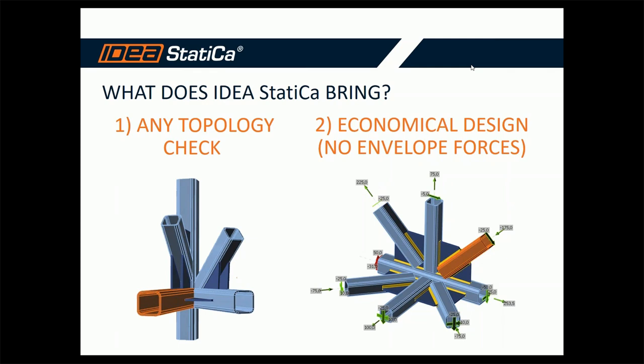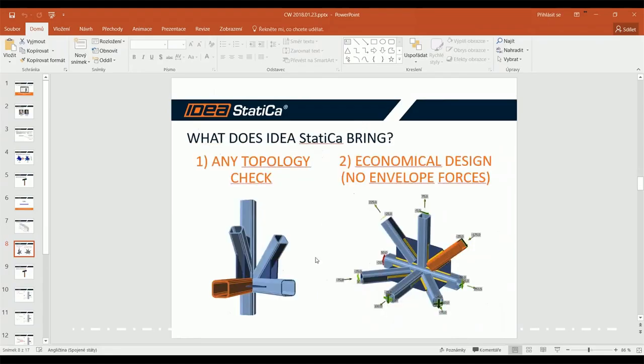Now they didn't use the envelope forces from all the combinations, but rather checked the connection with all the combinations one by one, but just inside one calculation. And we'll take a look at how this second feature works.